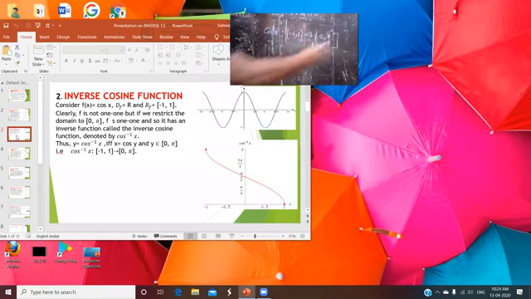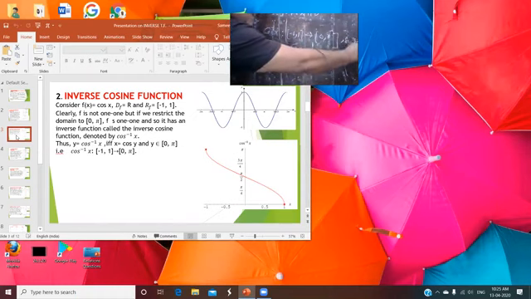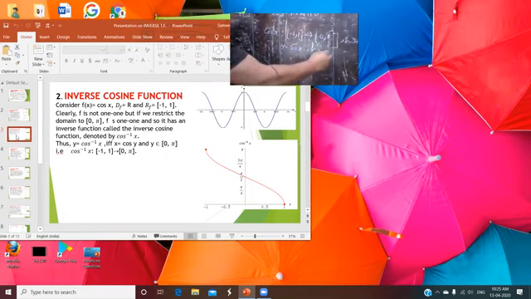0 to pi, if y is equal to cos inverse x, such that you can write it here, such that y is equal to cos inverse x if x is equal to cos y and y belongs to 0 to pi. So you have to learn this step also. Okay. So in this way, you can say the cosine function's graph, the cos inverse graph.